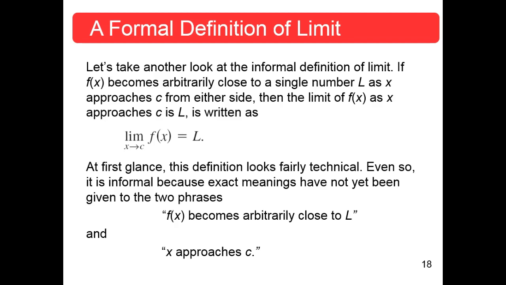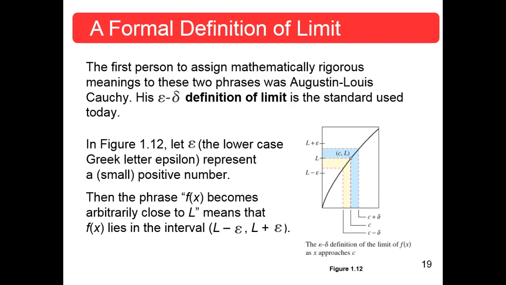Now, remember, I don't think either Newton or Leibniz were really bothered by this kind of stuff. It's only later mathematicians that found this isn't rigorous enough. You have to get a more rigorous definition here. So here's where we're going. The first person to assign a mathematically rigorous meaning to those two phrases was, I don't know if I'm going to pronounce it right, Augustin Louis Cauchy. And he uses this epsilon-delta definition as the standard.